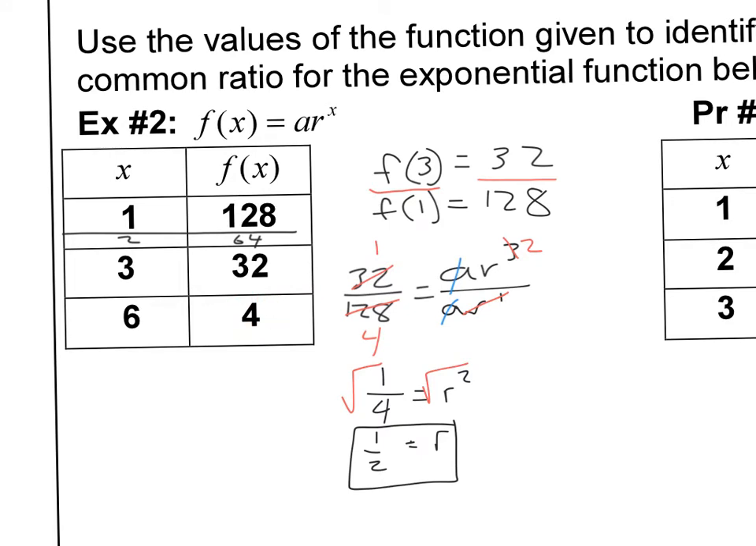So I could actually find the a value, or initial value, by just going backwards. It would be whatever 128 is half of. So if I double 128, I have my a value.